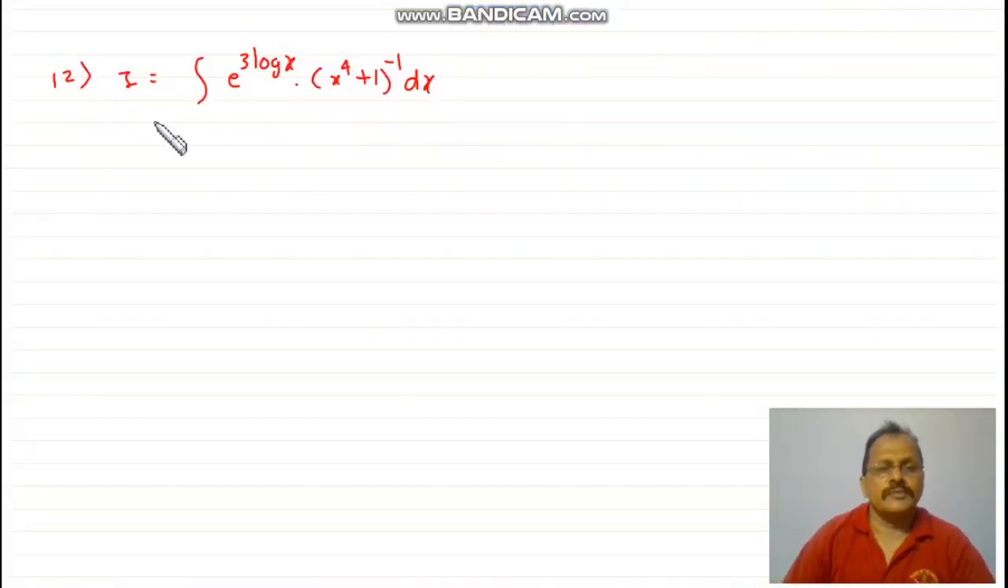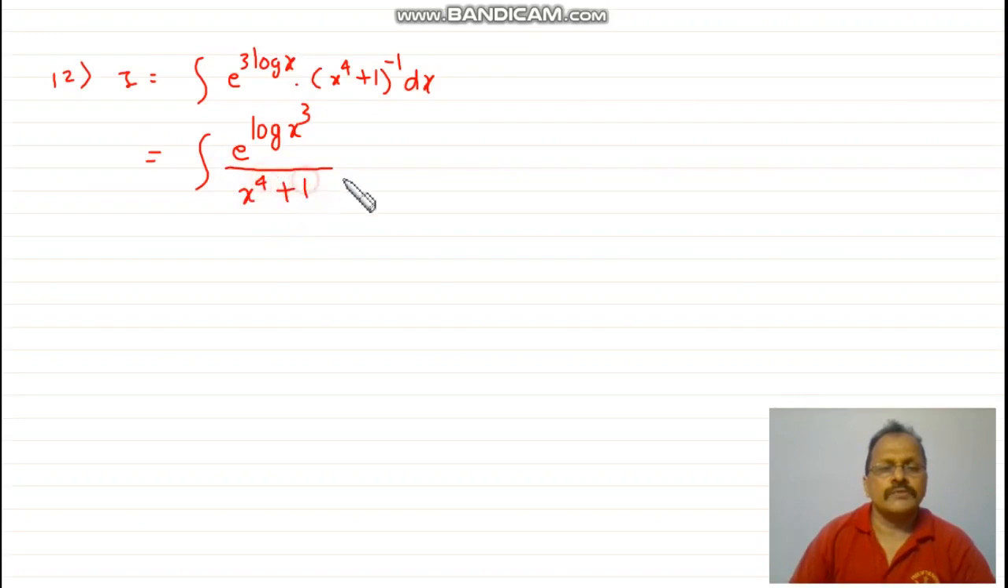I have written the 12th problem here. I equals integration e raised to 3 log x into x raised to 4 plus 1 raised to minus 1 dx. This is equal to integration e raised to log of x cube divided by x raised to 4 plus 1 dx. Now when e and log come together, they cancel out each other. This is equal to integration x cube upon x raised to 4 plus 1 dx.